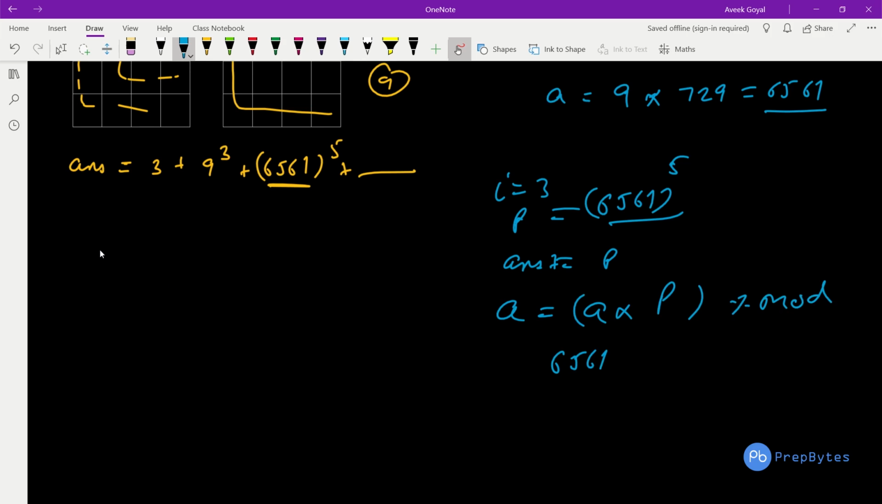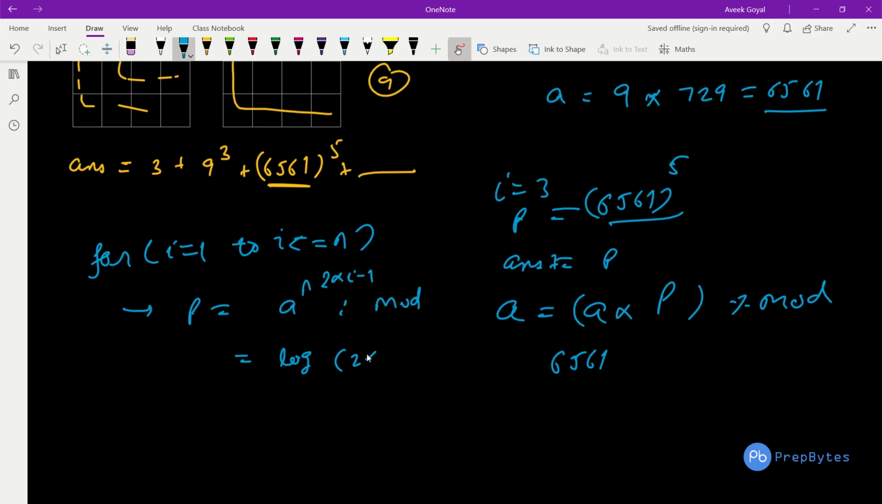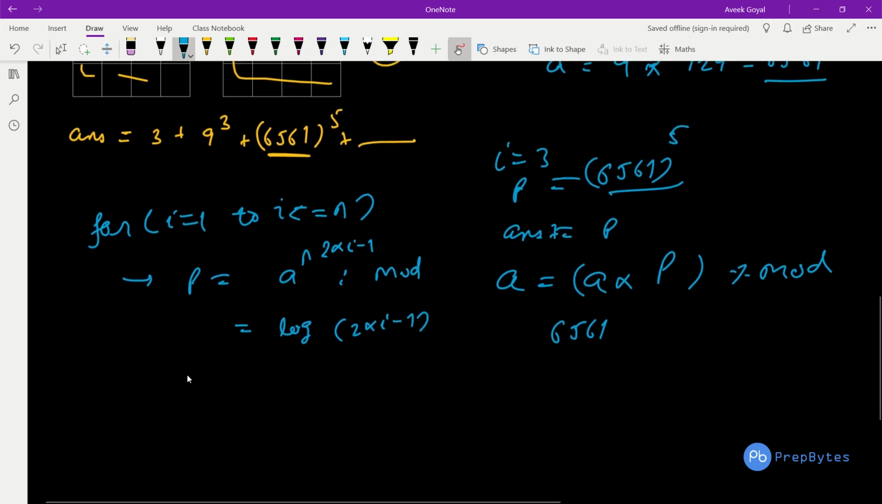So this is nothing but a loop that is running for i equals 1 to i less than or equal to n. We are calculating p, which is a to the power of 2 into i minus 1 with mod. So this takes log of 2 into i minus 1 time. And then we have some normal addition, subtraction and multiplication operations, which take just order of constant time. So the time complexity becomes n log n. This is how the question was done.